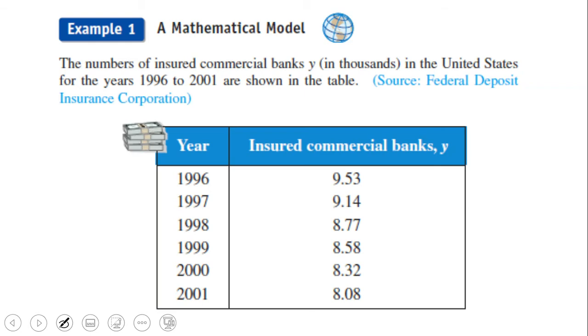So here's the problem that we're going to work on. The number of insured commercial banks in thousands, so make sure you know that this is 9.53 thousand, etc., from 1996 to 2001 are shown below. So here's the table to begin with. We're going to kind of do a couple things to this information to make it a little bit more user-friendly.